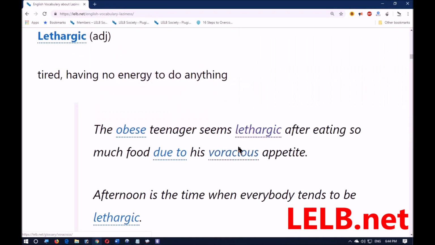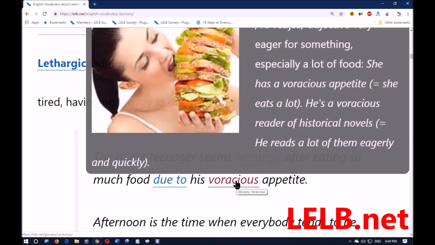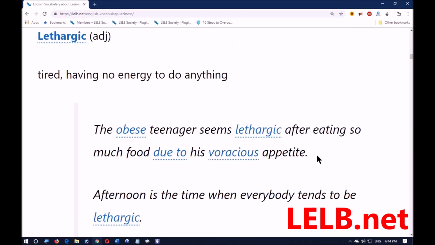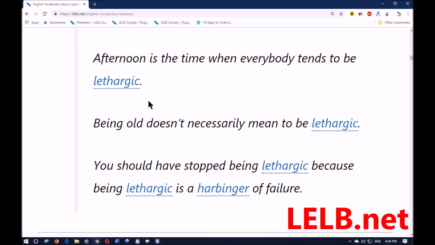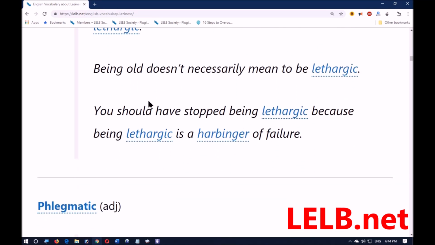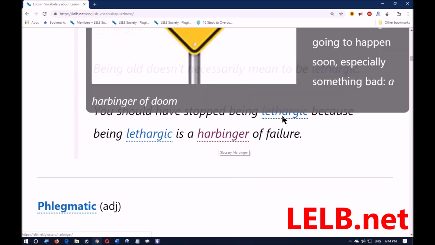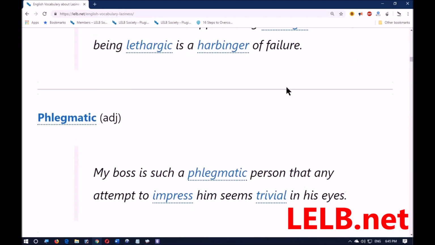Voracious means eager for something, especially a lot of food. Insatiable, unquenchable. Afternoon is the time when everybody tends to be lethargic. Being old doesn't necessarily mean to be lethargic. You should have stopped being lethargic because being lethargic is a harbinger, or sign, of failure.